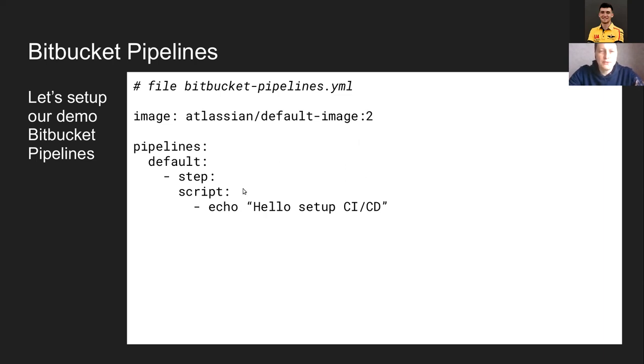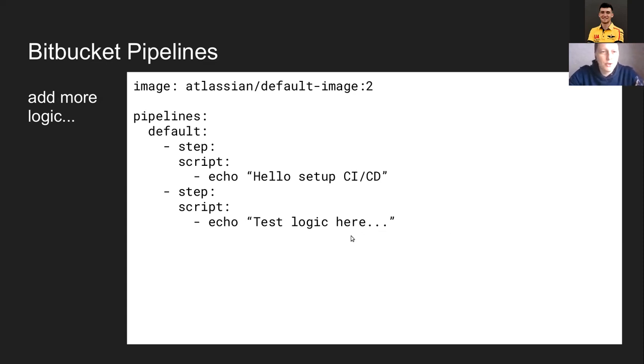So the Bitbucket Pipelines file configuration has keywords. It is pipelines at first. Then we have a section. Here I provide the default section with one step and a script line. Script is a general bash command, so you can use anything that you want. Here it's a simple script, just echo hello setup CI/CD. Let's add more logic. Add a second step with another simple command, echo test logic here. So we have setup logic and test logic.